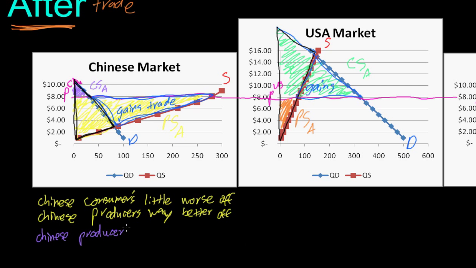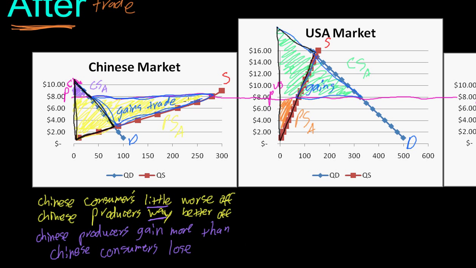gain more than Chinese consumers lose. And that's the real kicker to trade here, is that the producers are way better off and the consumers are only a little bit worse off. So as a whole, the Chinese total surplus increases.